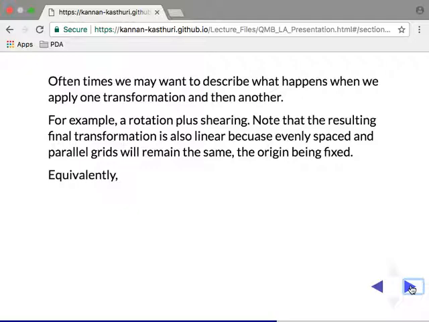So one of the things that you may want to see when you have a matrix is that once you know that it's a transformation, one can apply one transformation after the other. You can do a rotation plus shearing, or you can do a shearing plus rotation, or there could be other transformations that you may want to do. And the resulting will be, think about it, if one leaves your grid lines parallel and evenly spaced and you're applying the other, it's going to remain parallel and evenly spaced.